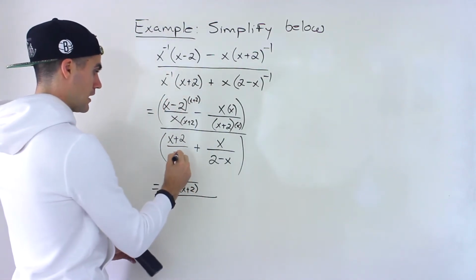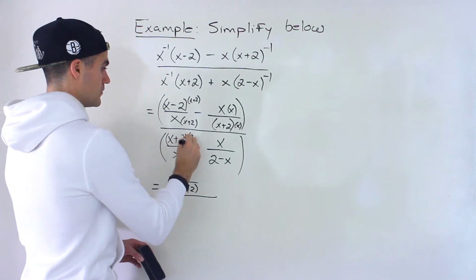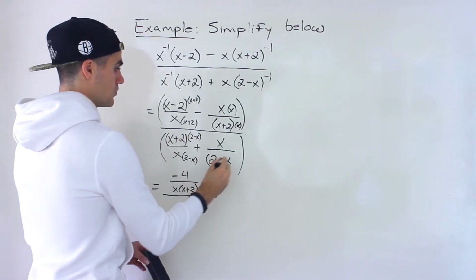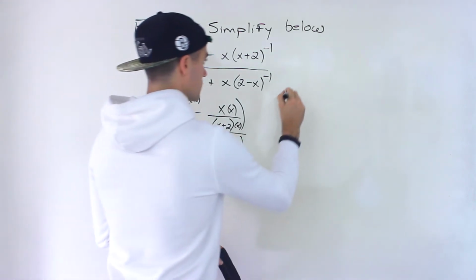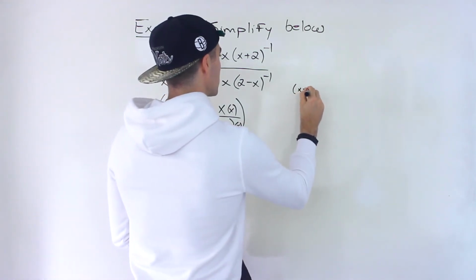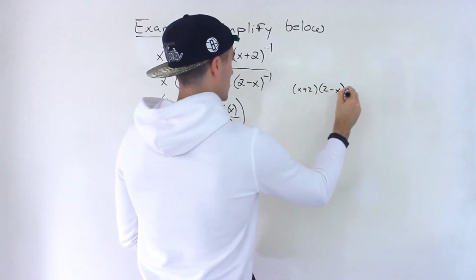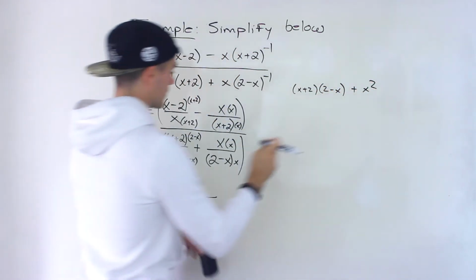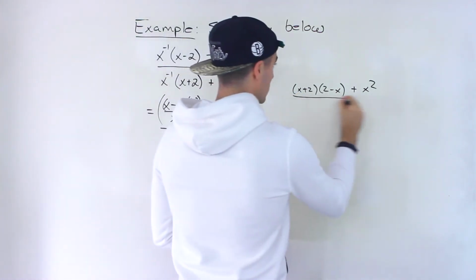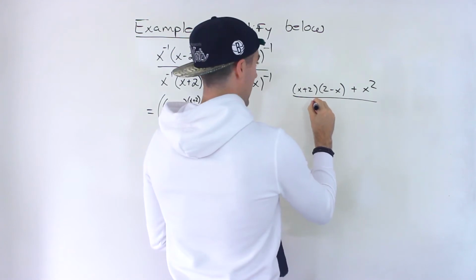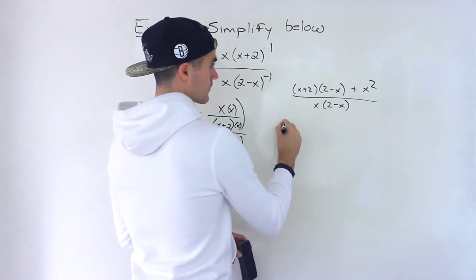So we would multiply this by 2 minus x, multiply the top by 2 minus x, and then we'll multiply this by x, multiply the top by x. So we would end up with x plus 2 times 2 minus x plus x squared all over one denominator, x times 2 minus x, like that.